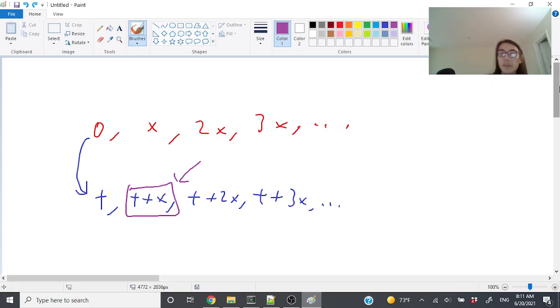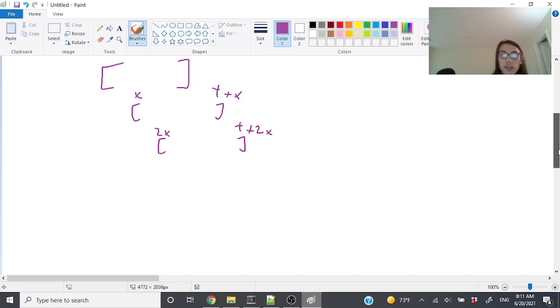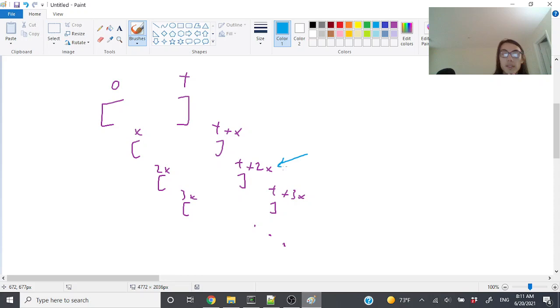So if we represent these people as intervals, it's like 0 to t, and then the next person is x to t plus x, and the next person is 2x to t plus 2x, and then the next person is 3x to t plus 3x, and then etc., right? I'll do the diagonal dots. Then we're interested in, for each person, how many intervals do they intersect? So for example, for this person, it would intersect these two.